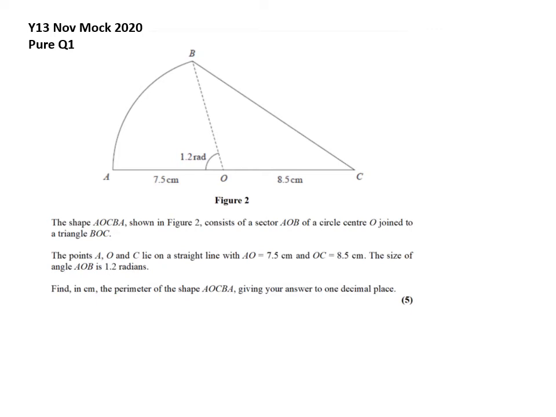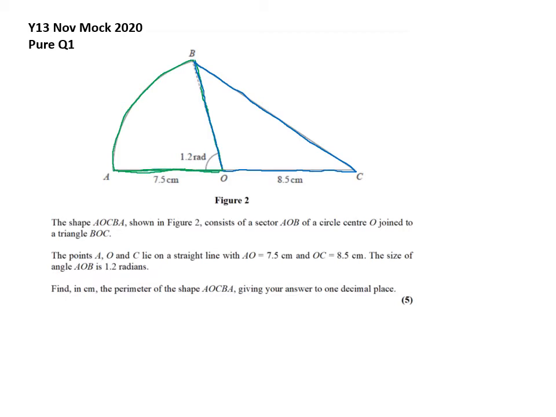So in question 1, we have the sector of a circle, AOB, and the triangle BOC, and we're asked to find the perimeter. First thing that we could do is we can see we've got this side length 7.5.